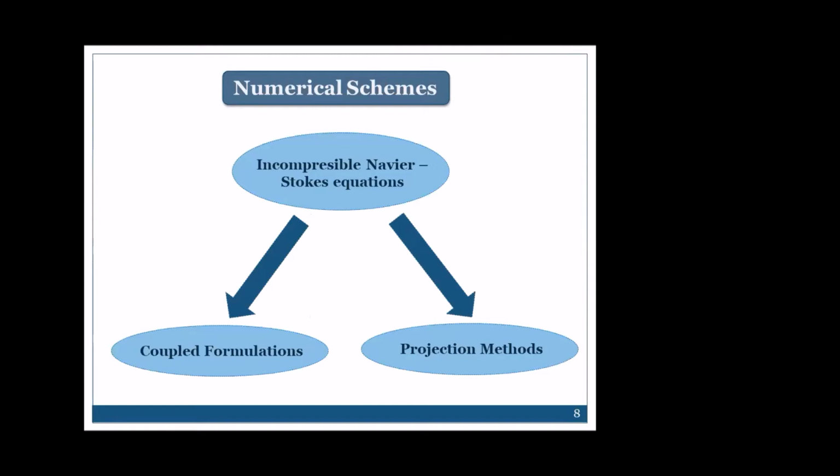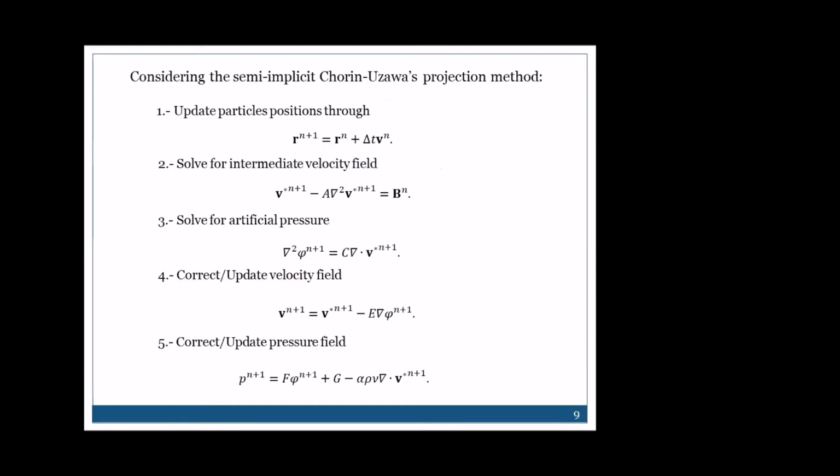Solving the problem with coupled formulation means that we need to compute simultaneously the velocity and the pressure fields, leading to a high computational effort to get these two fields in one step. So projection methods are used to decouple these fields and to decrease the computational effort, leading to a set of steps where the velocity and the pressure are computed in a split way. So for this research, we consider a semi-implicit Chorin-Uzawa projection method of 5 steps.